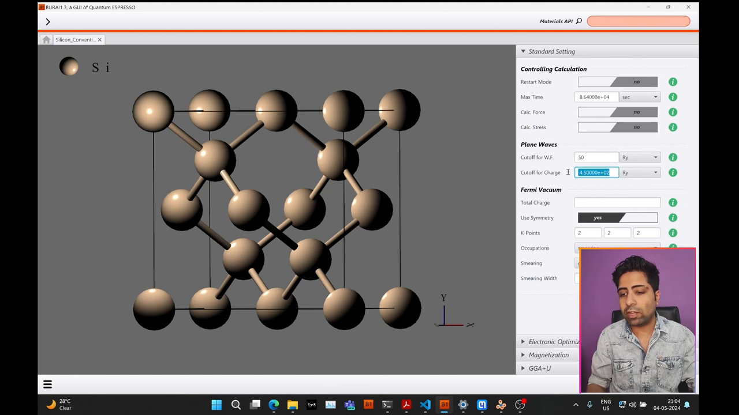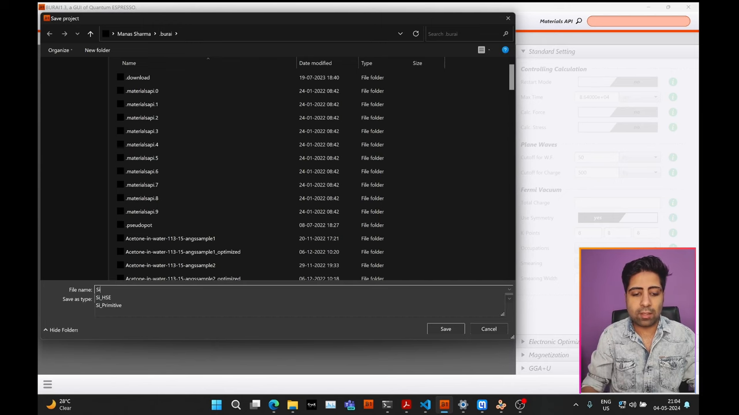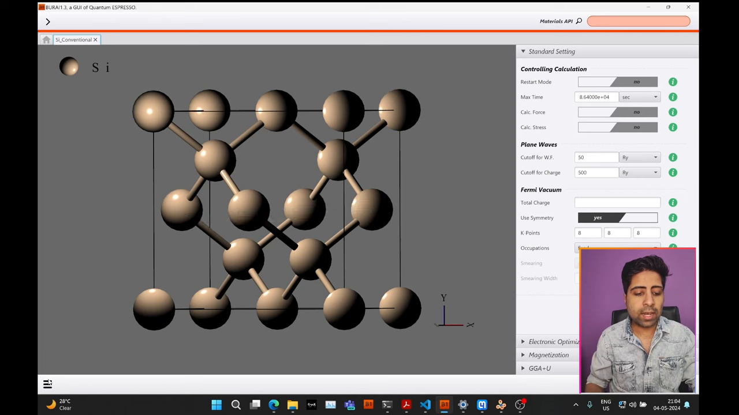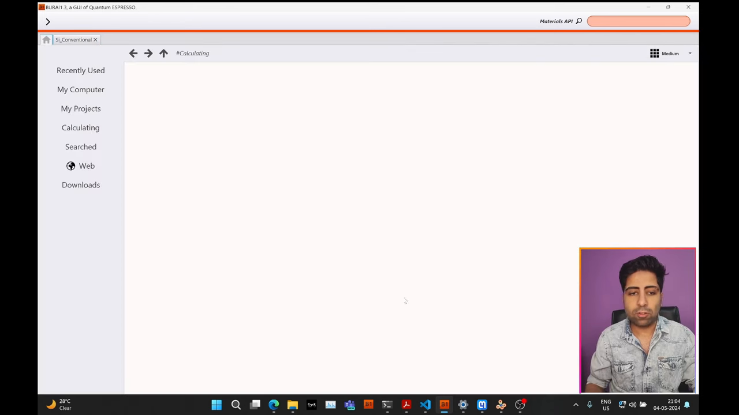And then I will use a really high value for charge cutoff as well, that is 10 times the wave function cutoff. And then for K points, I will again use a really high value, something like 8 by 8 by 8. And I will keep the occupations to be fixed, as this is a semiconductor and not a metal. And then I will go ahead and save this project by the name SI conventional, I guess. And then I'll go ahead and run this calculation on 4 threads.